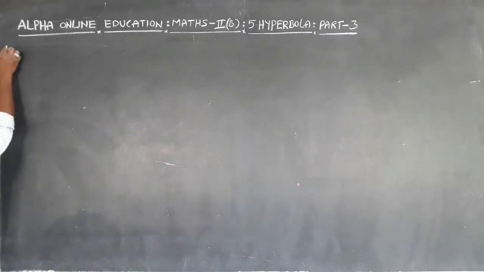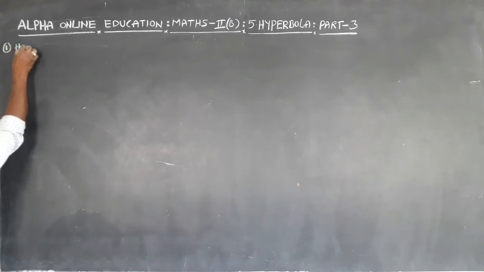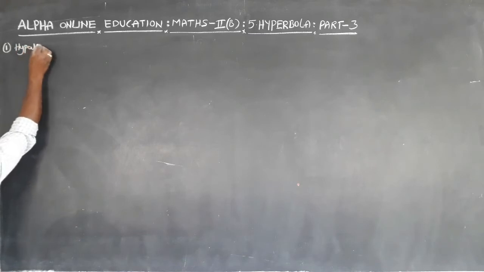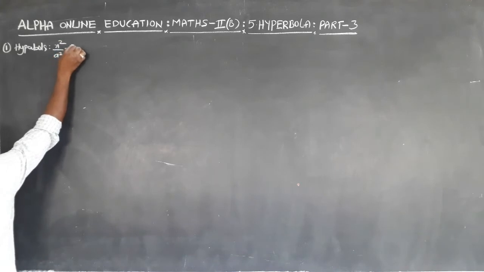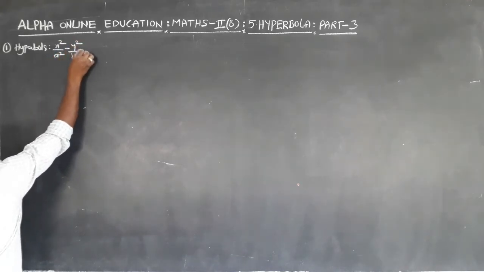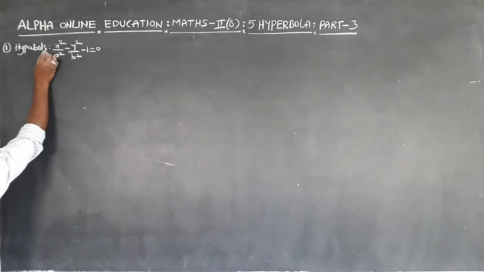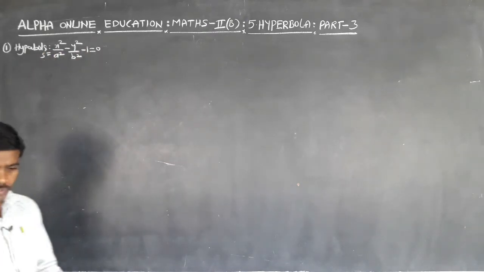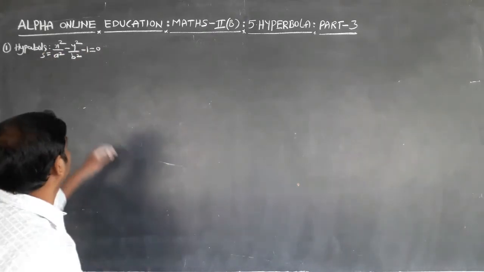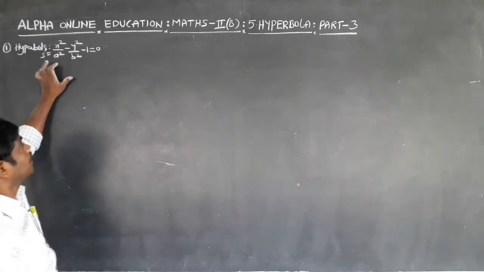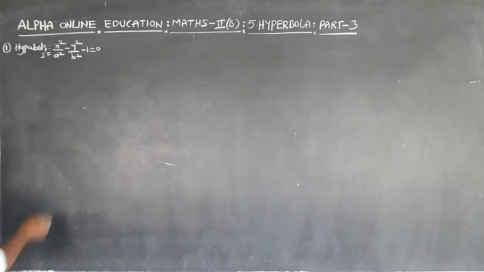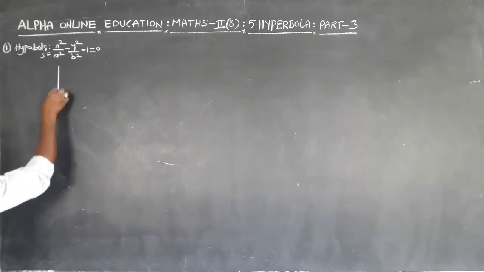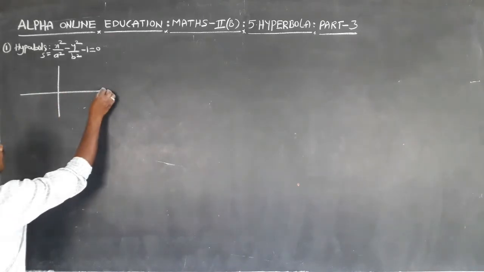First one is the hyperbola. x square by a square minus y square by b square minus 1 is equal to 0. This is the equation of the hyperbola: x square by a square minus y square by b square is equal to 1. This is the diagram of the hyperbola.